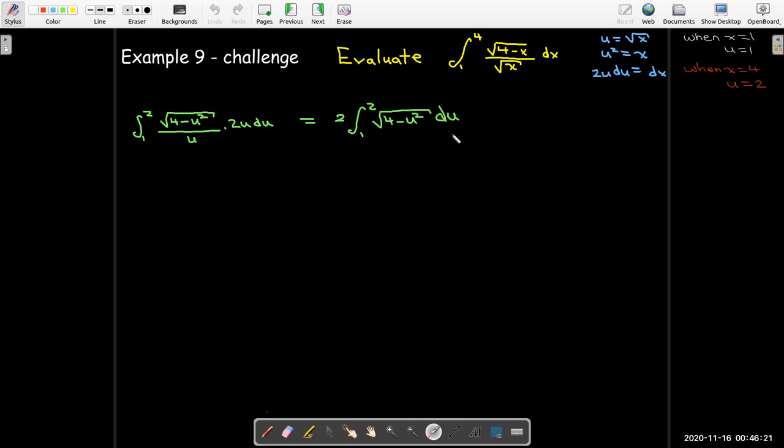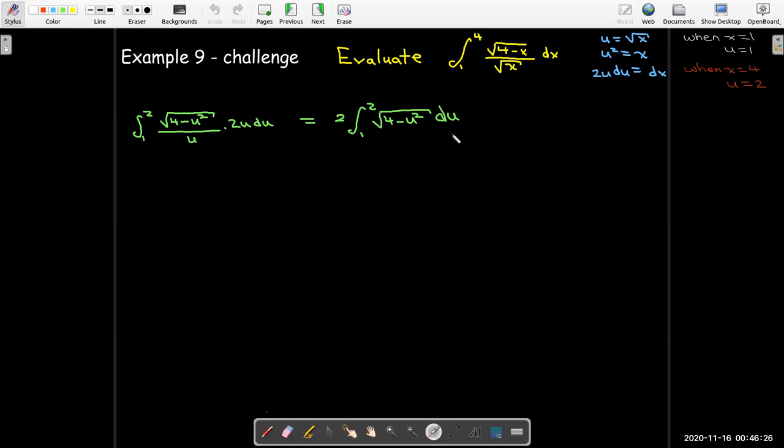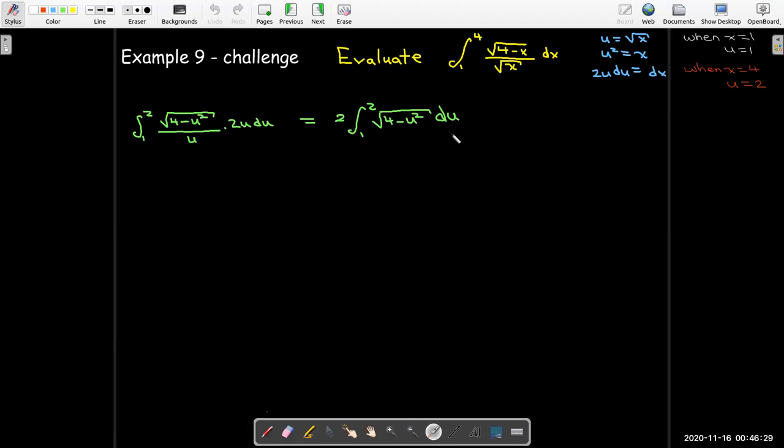And we don't know any technique for calculating the antiderivative of radical 4 minus u squared at this point. In second semester calculus, we will learn a technique, but we don't know that. So we have to fall back on something else. We surely want to avoid trying to use the definition of the definite integral. That would be our last resort. It would be extremely difficult, maybe not even possible.